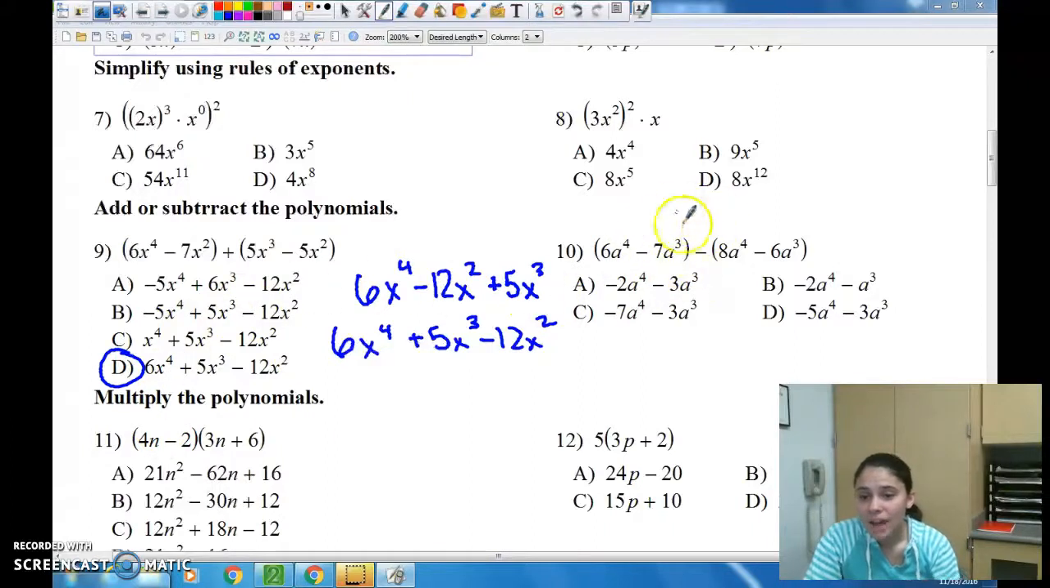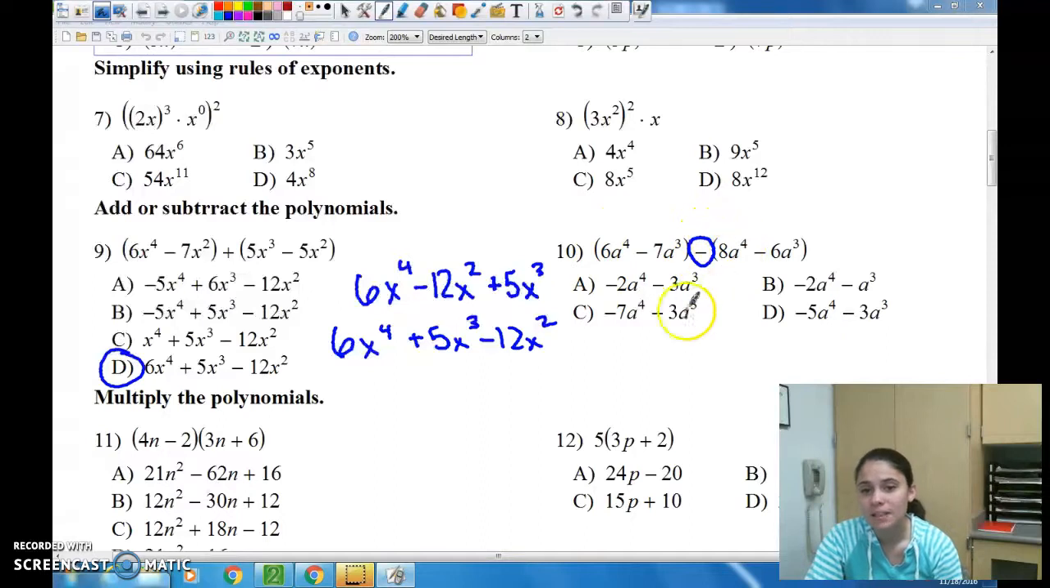On number 10, I do the same idea, except now I'm subtracting, which is really, really important to remember because I have to distribute this subtraction to both things in parentheses over here. So I'm going to start on the left again, and I have 6a to the 4th, and this 8 is also an a to the 4th. So I'll start by doing 6a to the 4th minus 8a to the 4th.